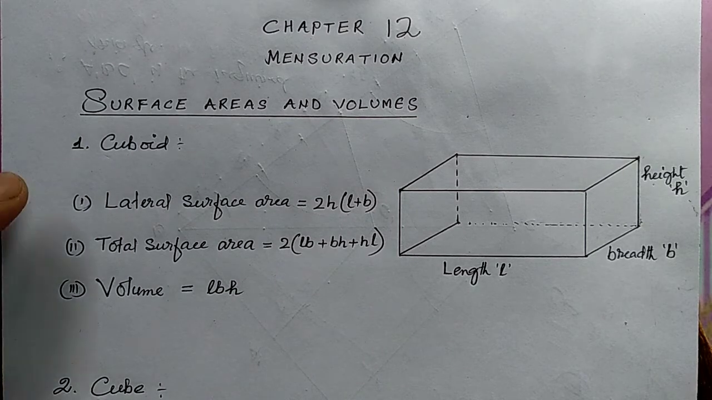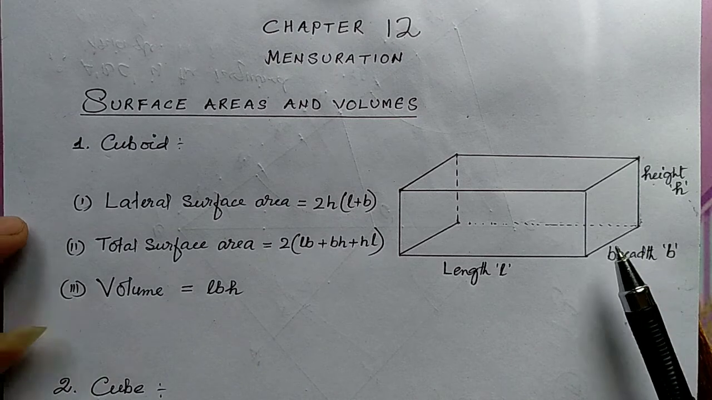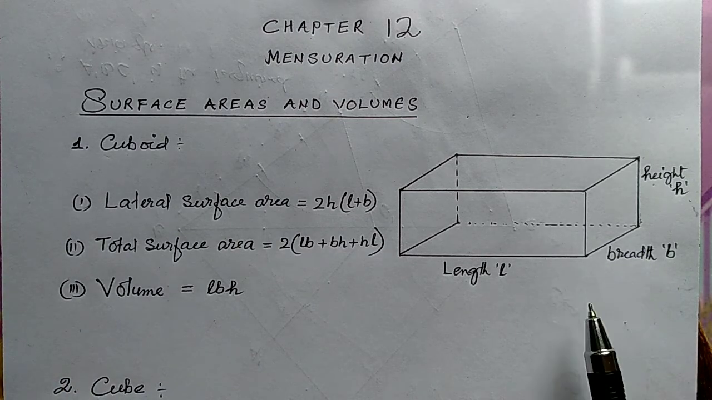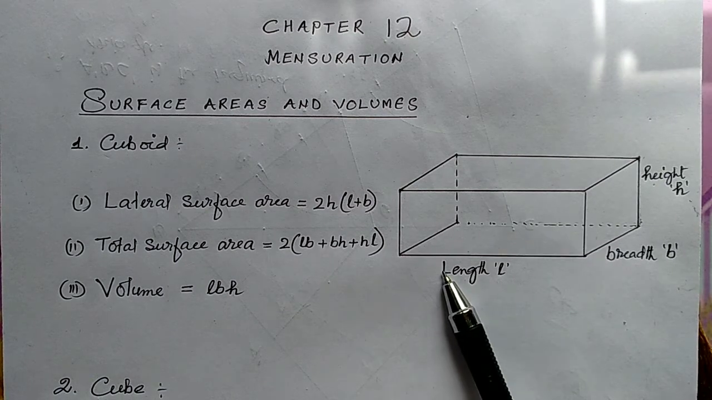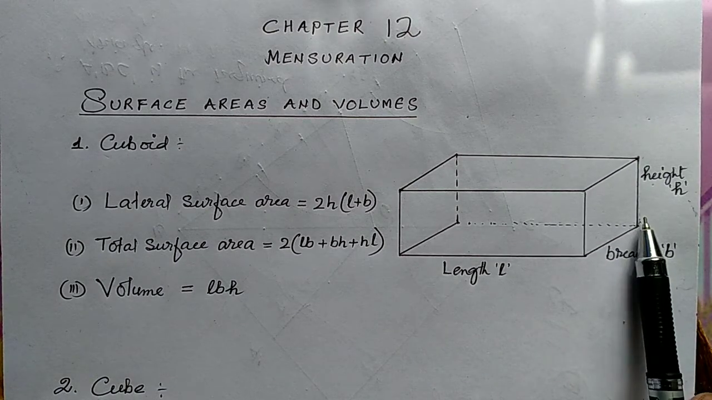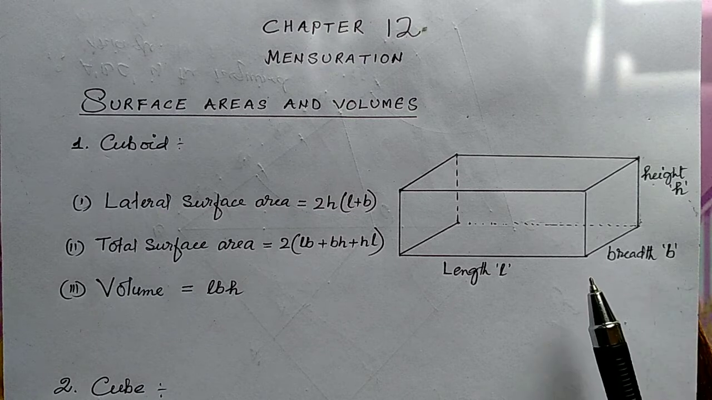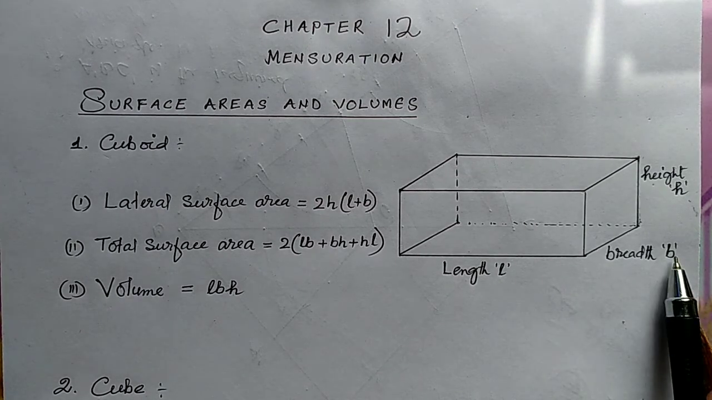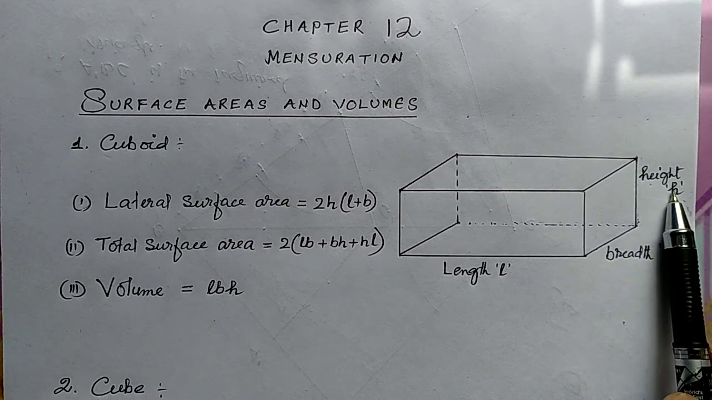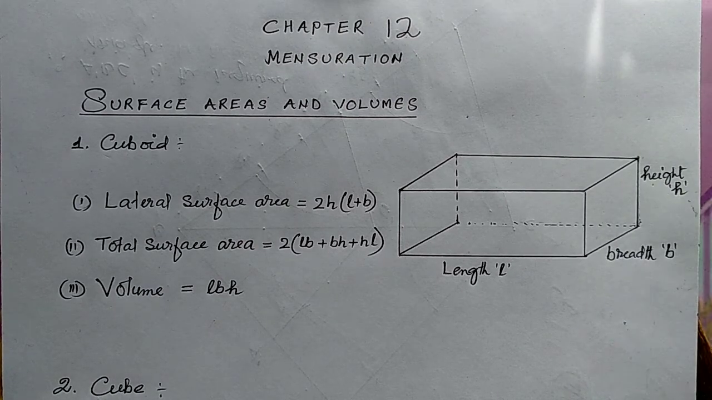Here we have the first one, the cuboid. This is a figure of a cuboid. Now you look at this figure, you can see this is a box. You can just imagine this to be a box having length, breadth and height, and we take small l to be length, b to be breadth and h to be height. Now can you imagine how this cuboid exactly looks?